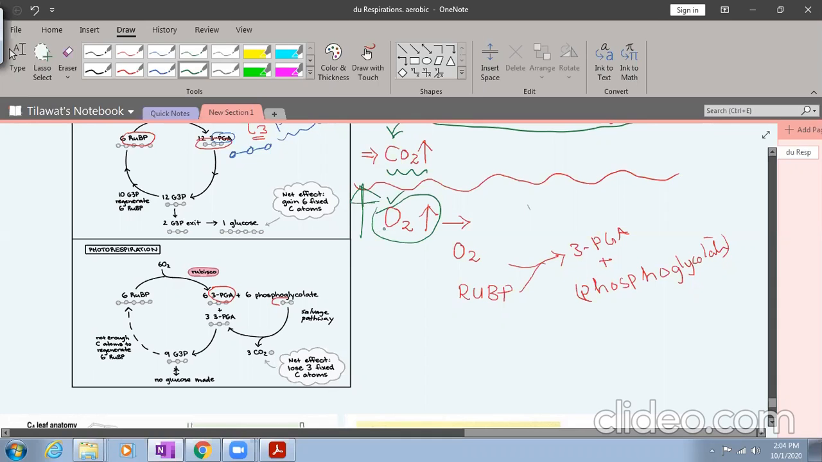So at high concentration of oxygen, this ribulose bisphosphate carboxylase enzyme can't fix carbon dioxide. It will not fix carbon dioxide. At that time it is fixing oxygen. They are combining oxygen with RuBP and forming what?